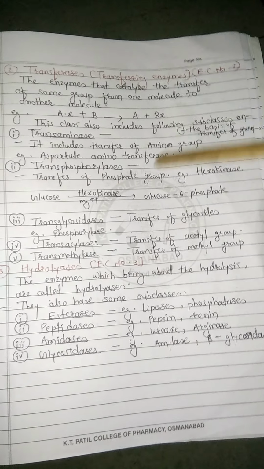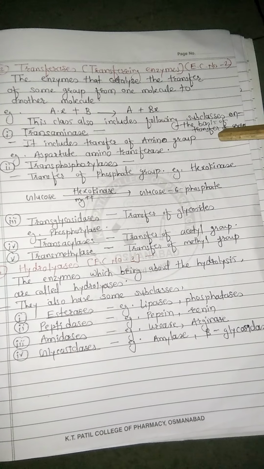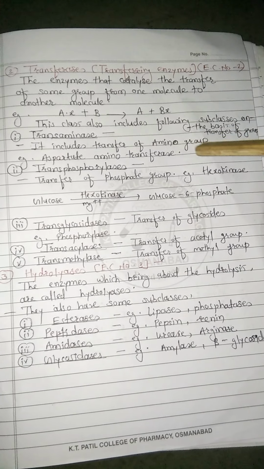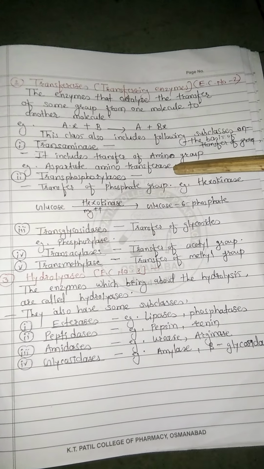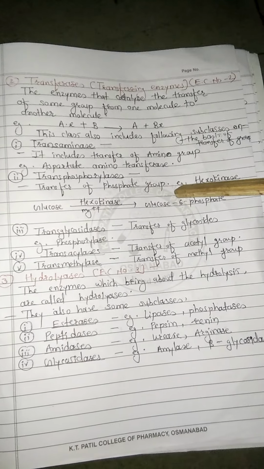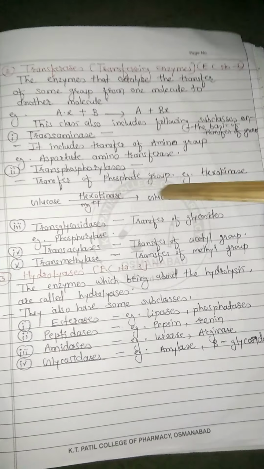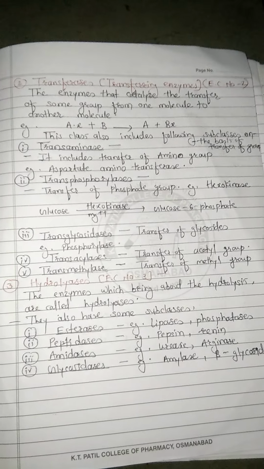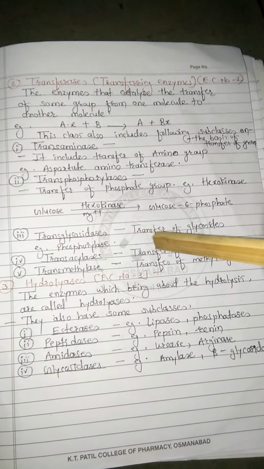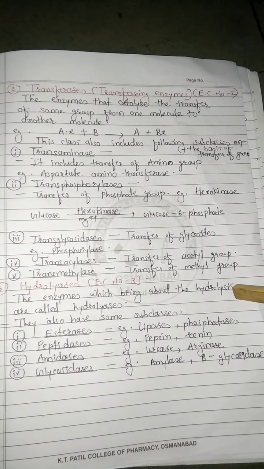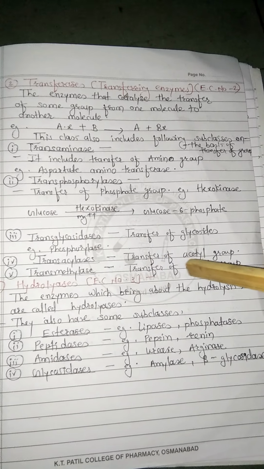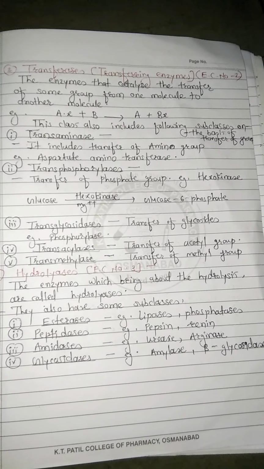It is again divided into the following subclasses on the basis of the group transferred. First one, transaminase. On the basis of the name, it involves transfer of an amino group. Example, aspartate aminotransferase. Next, transphosphorylase, transfer of a phosphate group, that is the hexokinase enzyme. In the presence of hexokinase, the phosphate group is transferred. Transglycosidase, transfer of glycosides. Example, phosphorylase. Transacylases, transfer of acetyl group. Transmethylases, transfer of methyl group. Now it's a simple one.